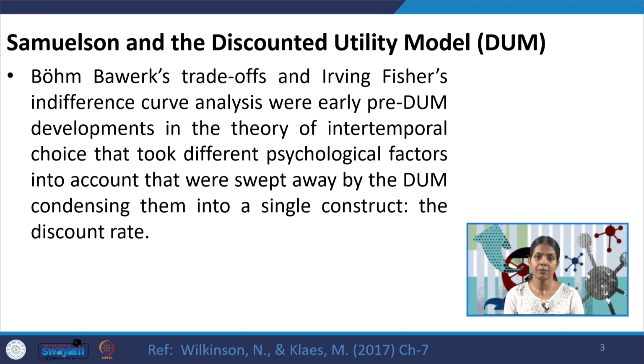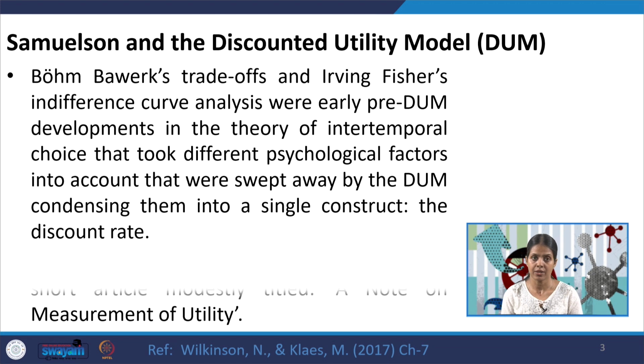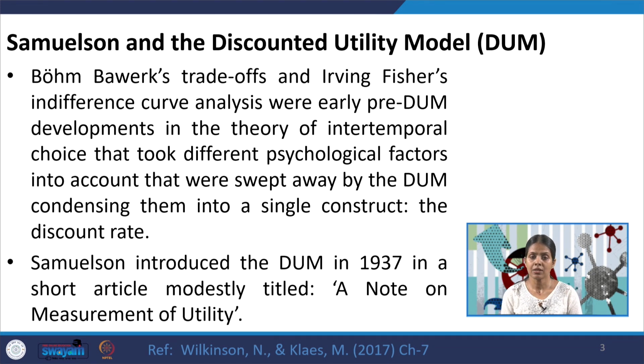They were early pre-DUM, that is, discounted utility model developments in the theory of intertemporal choice that took different psychological factors into account, which were swept away by the DUM, condensing them into a single construct, the discount rate. Samuelson introduced the DUM in 1937 in a short article modestly titled A Note on Measurement of Utility.